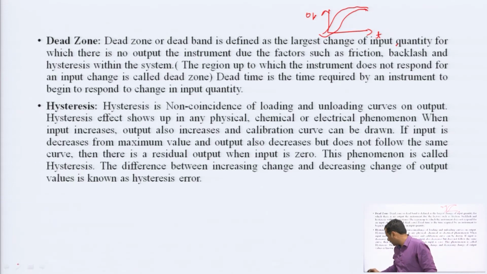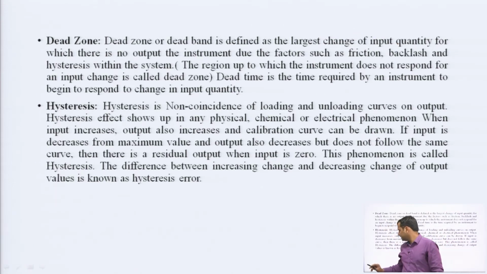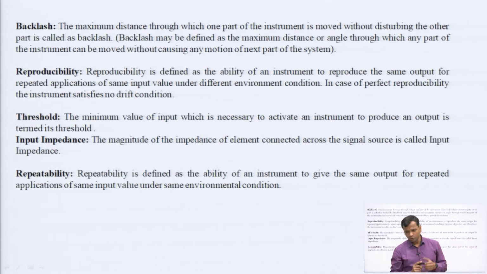So, this type of error is known as hysteresis: when I am increasing the input, output increases, but when I am decreasing the input, output does not follow the same curve, which is known as hysteresis error. So, the difference between the increasing change and the decreasing change of the output value is known as the hysteresis error. Now, next is backlash, the maximum distance through which one part of the instrument is moved without disturbing the other part.